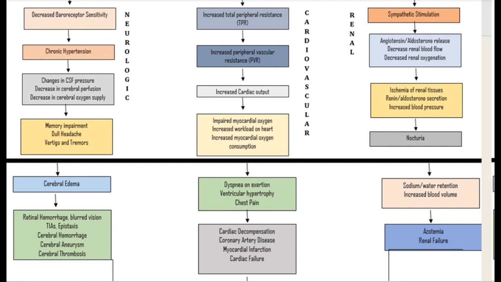Next is the renal. The constriction of arterioles would lead to sympathetic stimulation that would cause aldosterone release, decreased renal blood flow, and decreased renal oxygenation. That would cause ischemia of renal tissues and aldosterone secretion and increased blood pressure.